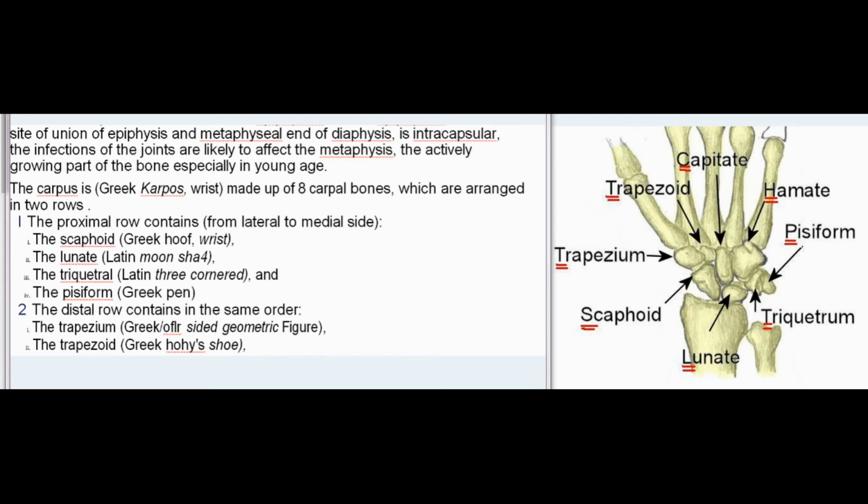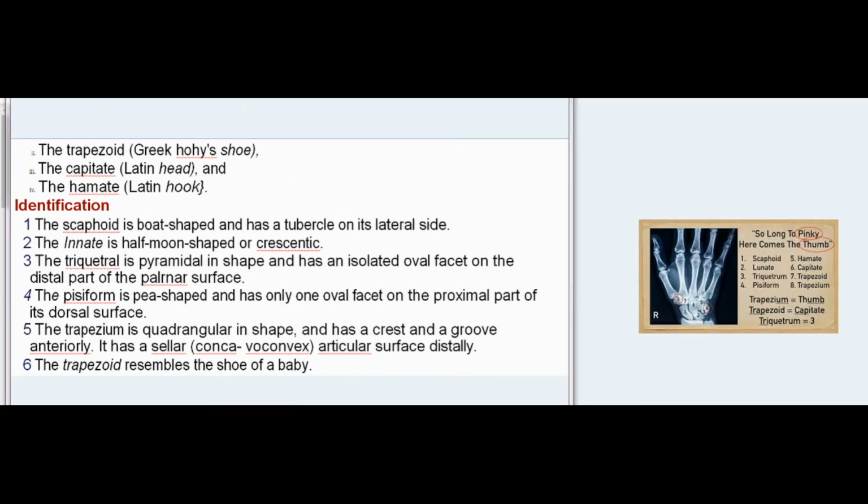The carpus, Greek karpos, wrist, is made up of 8 carpal bones, which are arranged in 2 rows. The proximal row contains, from lateral to medial side, the scaphoid, Greek boat, the lunate, Latin moon-shaped, the triquetral, Latin three-cornered, and the pisiform, Greek pea. The distal row contains, in the same order, the trapezium, Greek a four-sided geometric figure, the trapezoid, the capitate, Latin head, and the hamate, Latin hook.